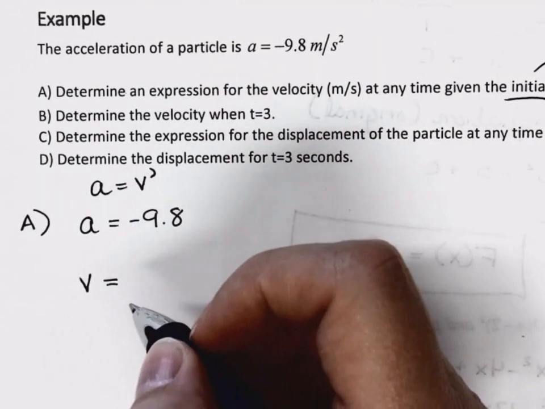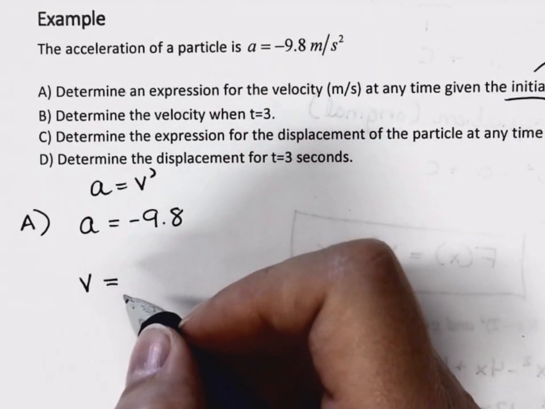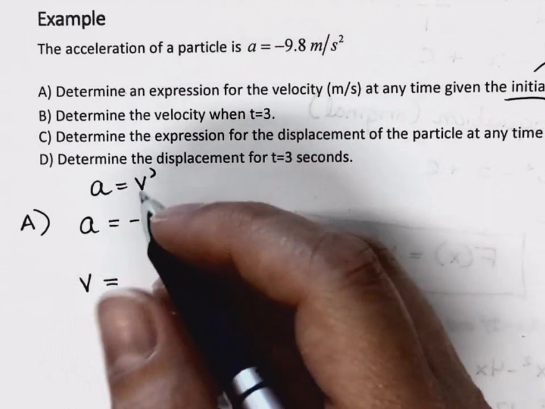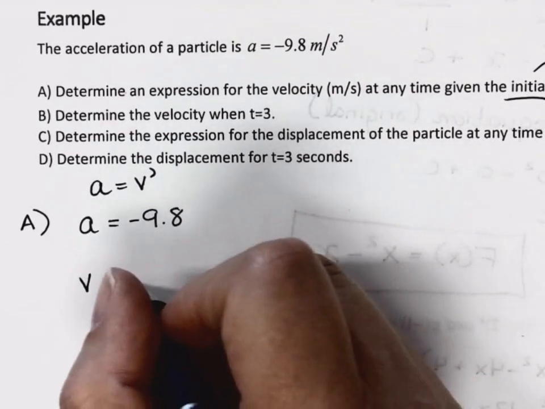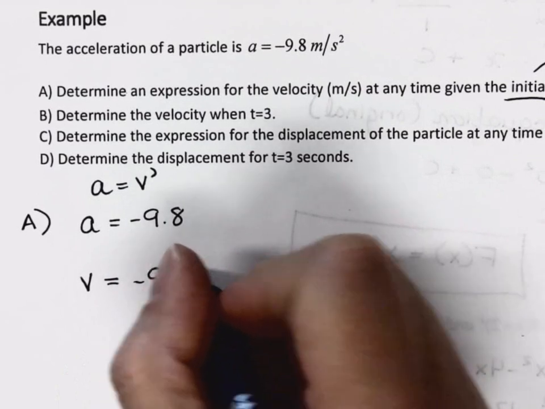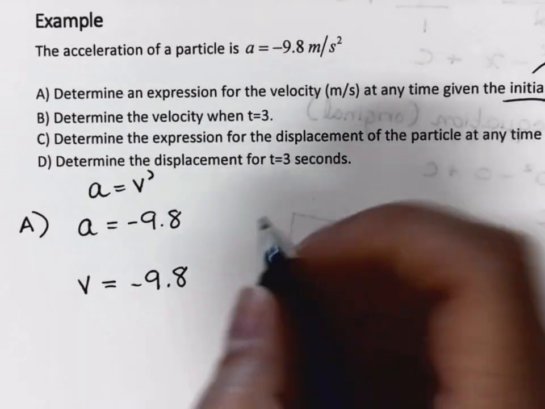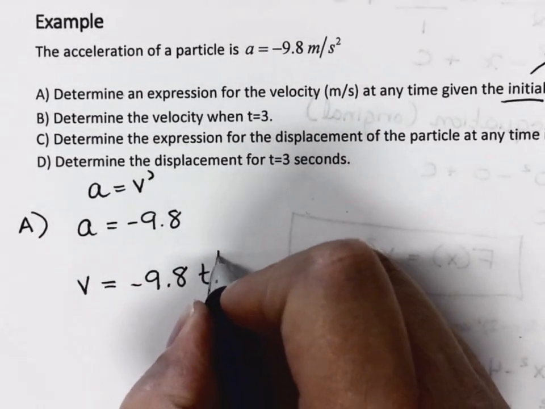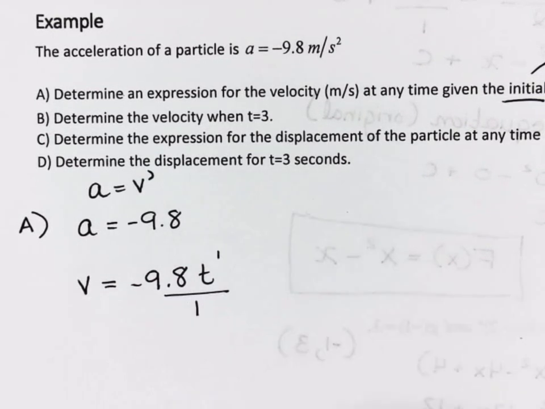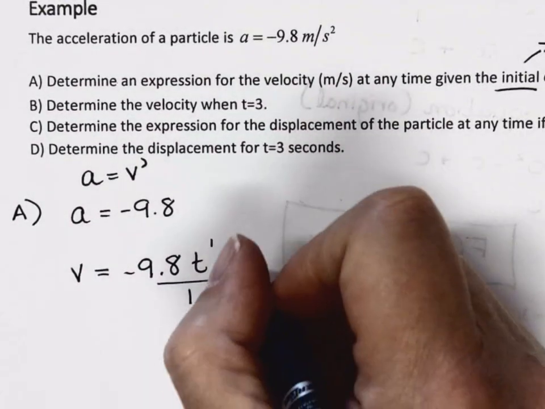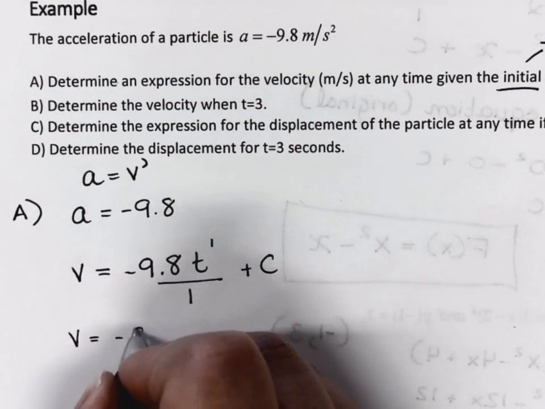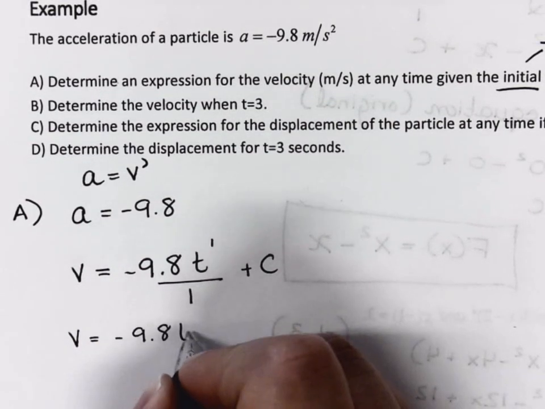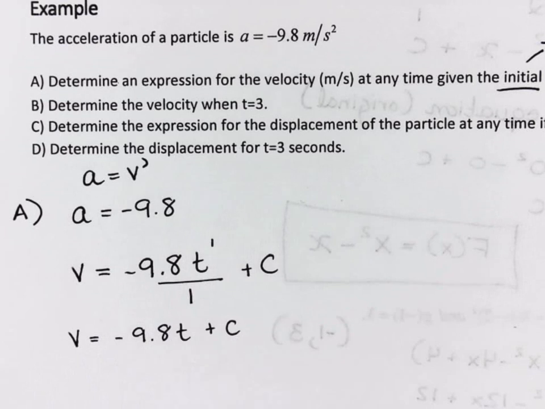So A is the first derivative of the velocity. Okay, so if we're working backwards, if we're trying to find velocity, what do we have here? Negative 9.8. Right, because we're related to time. So t, and it's to the exponent 1, divide it by 1, and then add the constant on there. So we've got velocity equals negative 9.8 t plus c.